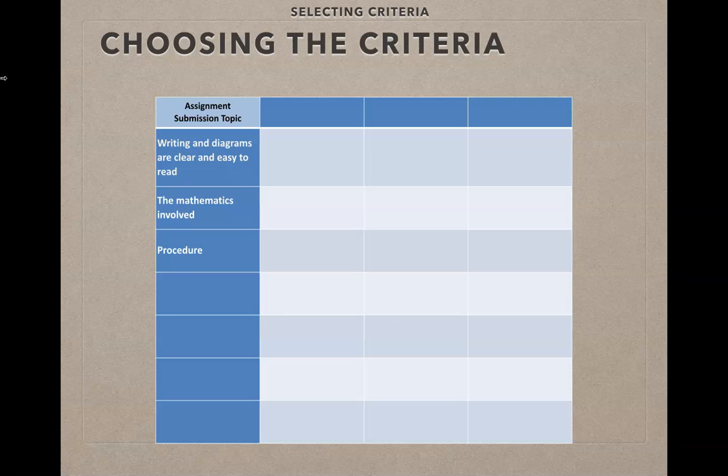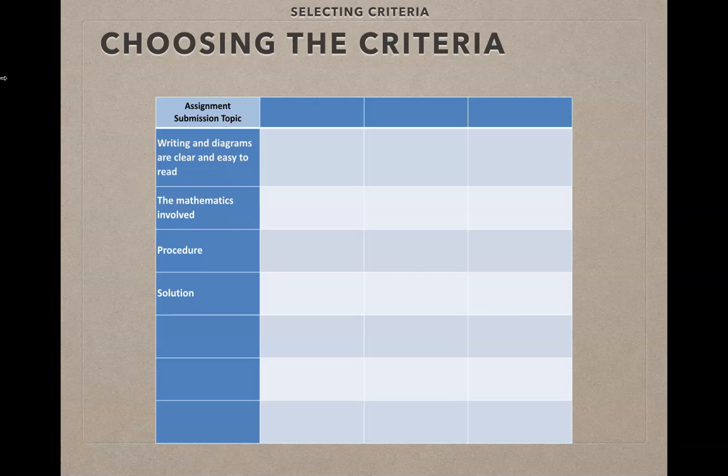The procedure that they used to solve the problem. In this class, we also talk about problem solving. And so what procedure did they use to solve this problem? Did they literally just keep guessing until they got it right? Not that that's not a problem solving technique, but there are some better ones to use. And so what's the procedure that they used?